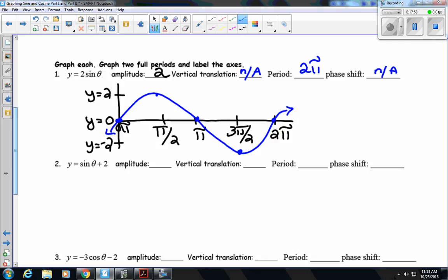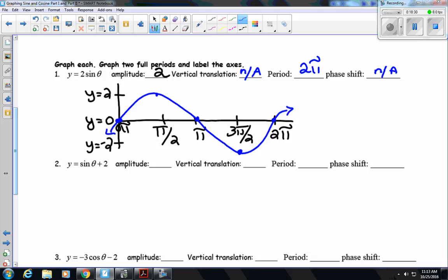What if you forget the pattern? Plug it into a T-chart. So you start out at 0 pi. What is the sine of 0 pi? What's 0 times 2? 0. Let's do the next one. What is the sine of pi over 2? What is 2 times 1? 2. That's how you know how to make the ordered pairs. We follow a pattern because it's the same pattern every time.